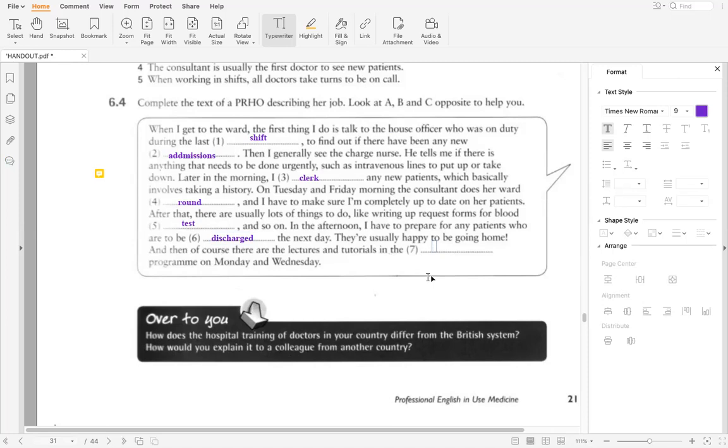And then, of course, there are the lectures and tutorials in the training, or we can say in the foundation program on Monday and Tuesday. This is for our lecture today.